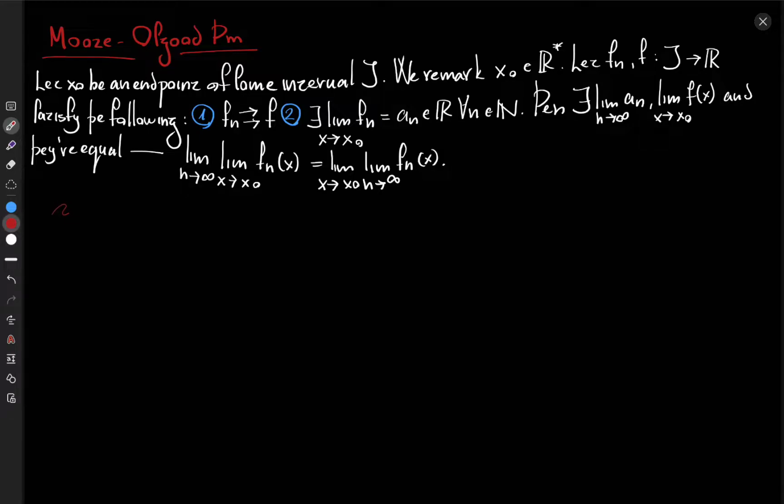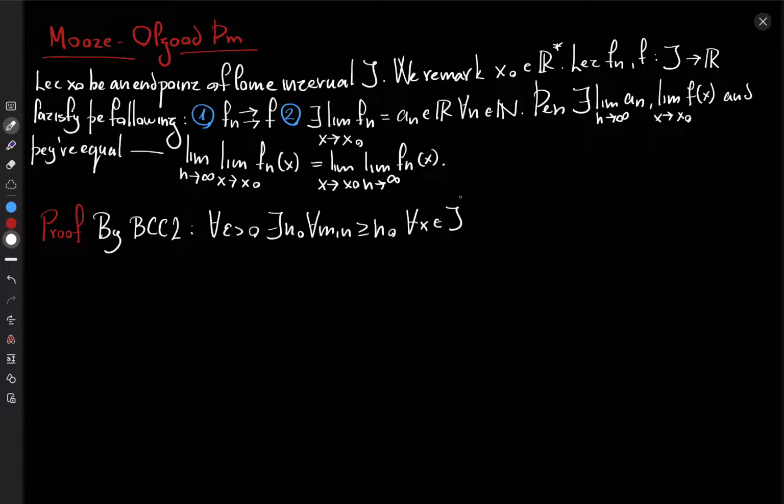Alright, so let's get to the proof. It's not trivial, but it's not that difficult either. So, by the Bolzano-Cauchy criterion for uniform convergence, or BCC2 for short, the fact that fn converge uniformly to f is equivalent to saying that for all epsilon greater than 0 there exists some natural number n0 such that for all m, n greater or equal to n0, for all x in the interval J, it holds that the distance between fn of x and fm of x is small.